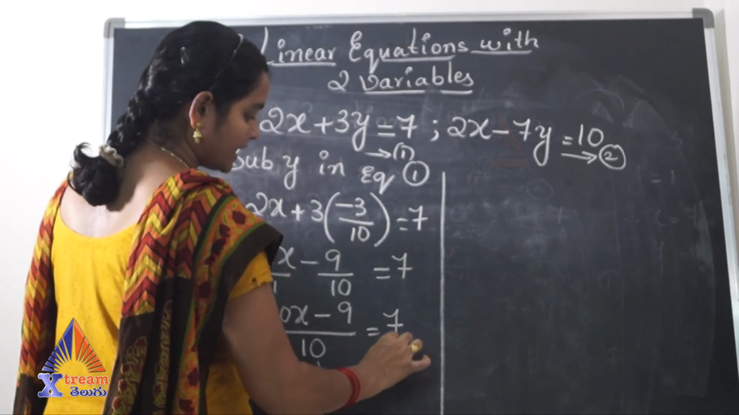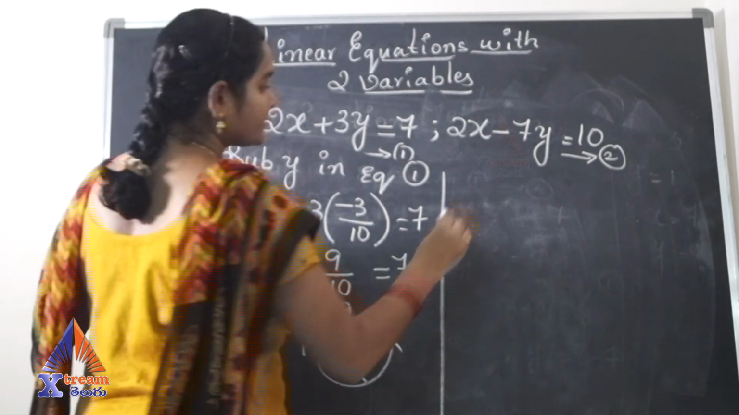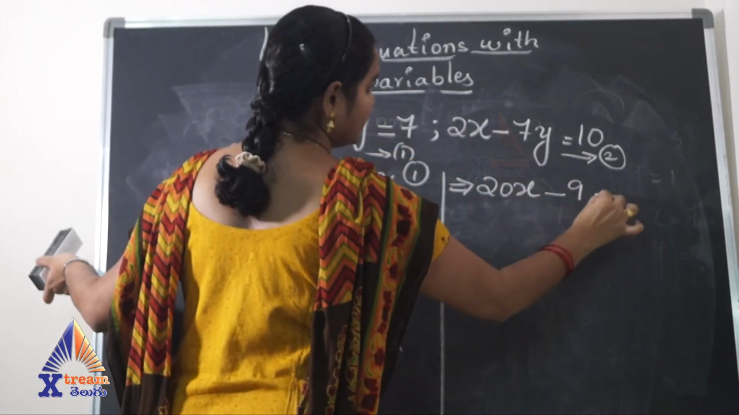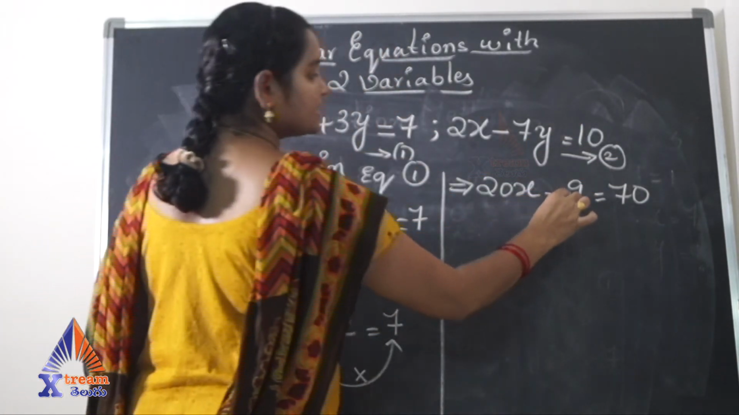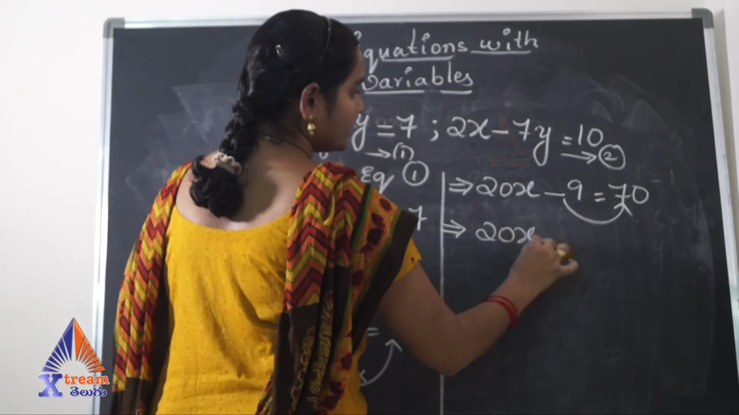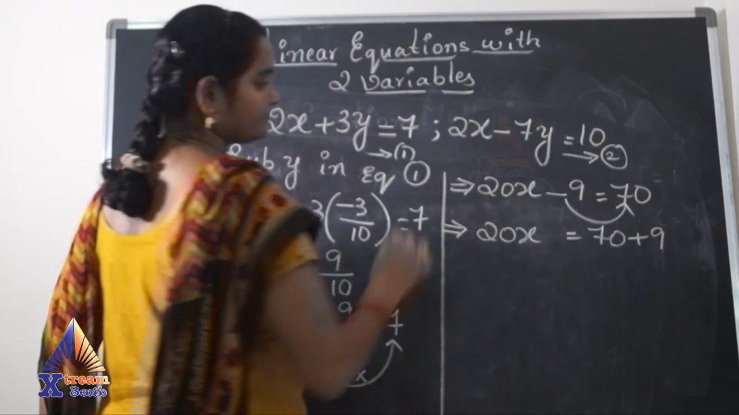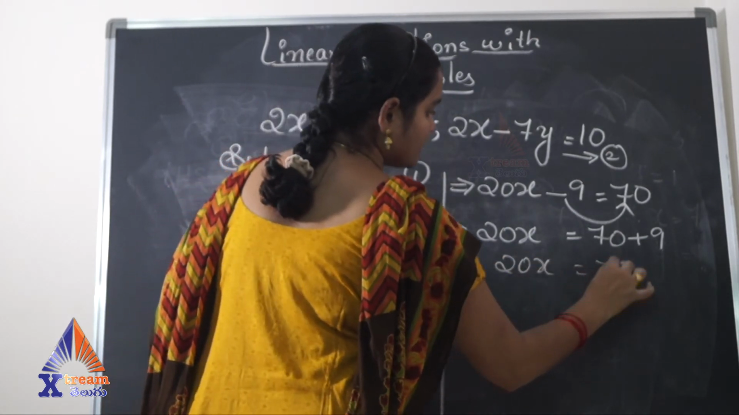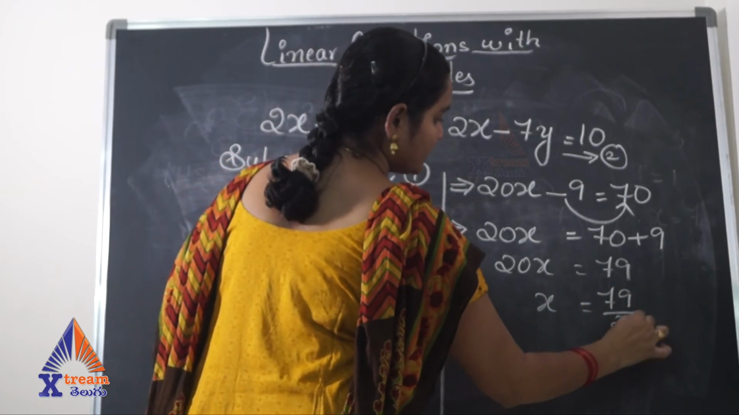Okay. Now this 10 goes to the other side. Since it is denominator, when it goes to the other side it becomes numerator, which is for multiplication. So 20x minus 9 gives you 10 into 7 gives us 70. Now minus 9 goes to the other side becomes plus 9. 20x is equals to 70 plus 9. Now we get 20x as 79 and finally x as 79 by 20.